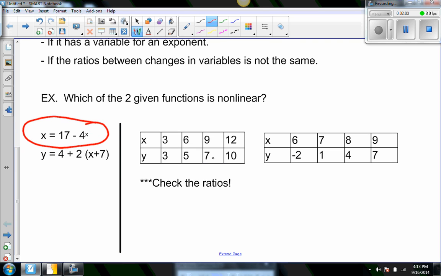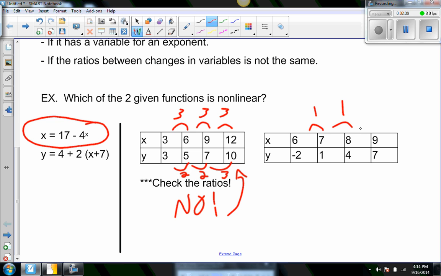This other example that I have right here, I have two different functions. One is in the first box, and the other one is over here in the second box. If I check the ratios, from 3 to 6, what am I going up by? 3. 6 to 9, 3. 9 to 12, 3. 3 to 5 is 2. 5 to 7 is 2. 7 to 10 is 3. So here I'm changing 3, 2, 2, 3. So is that going to be linear? No. So this one is a big no, because the ratios aren't equal.